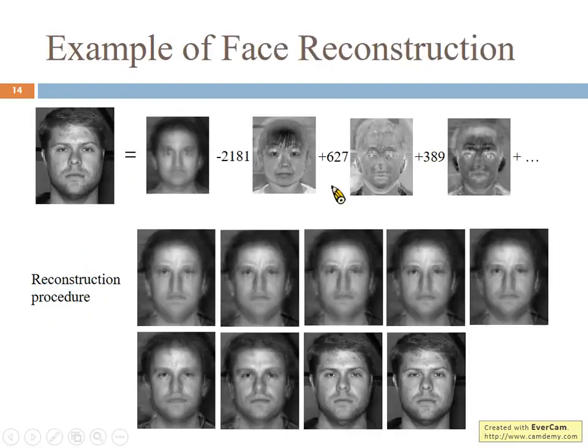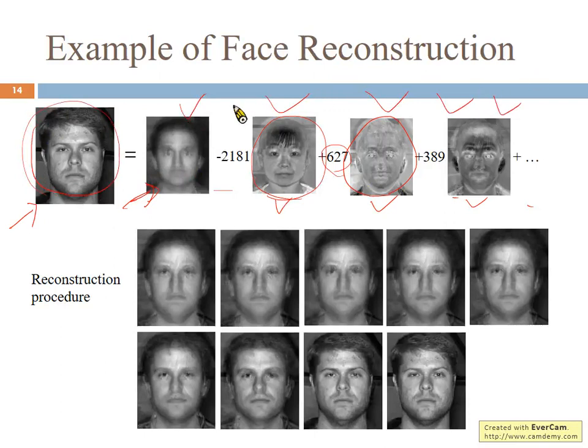Okay, and based on the eigenfaces, we can decompose an original image as the average face plus a linear combination of the eigenfaces. Like in this example, given this face image, we can decompose it as the average face minus 2000 times the first eigenface, plus 600 times the second eigenface, and so on. And then we can well reconstruct the original face image by the combination of the average face and all the eigenfaces. But what if we just consider some of these eigenfaces?